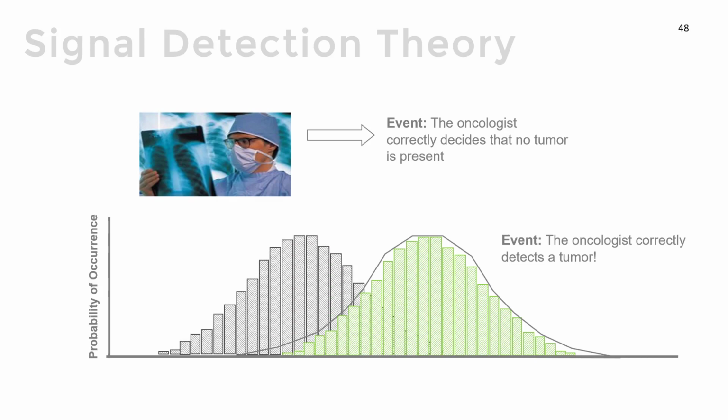On the other hand, your doctor could correctly determine that in fact no tumor is present and you are free of cancer. And similarly, your doctor has probably made this decision hundreds of times, and these events also follow the normal distribution.